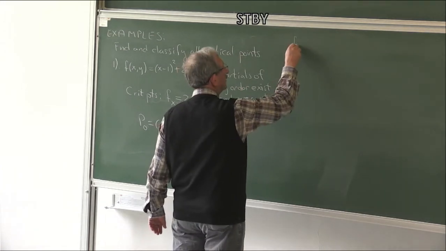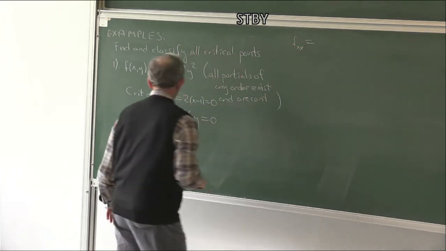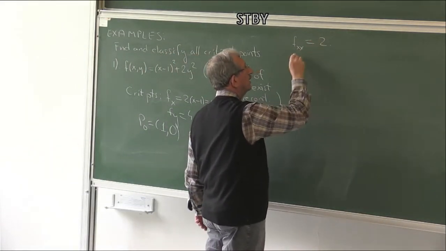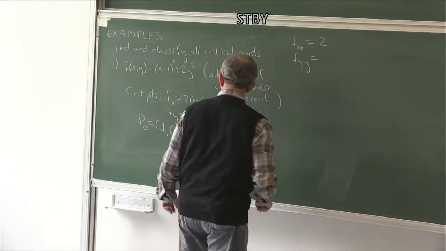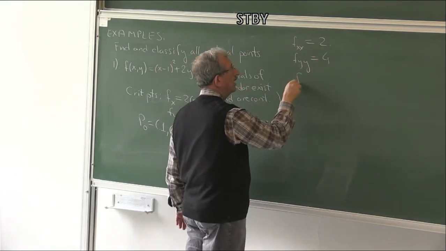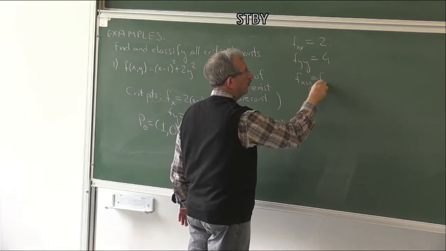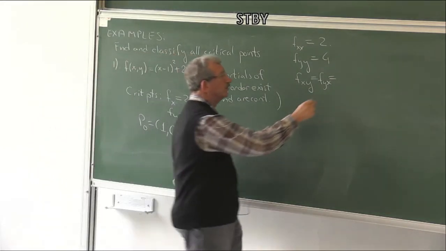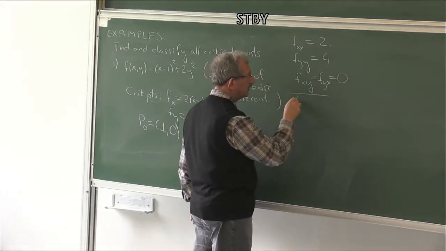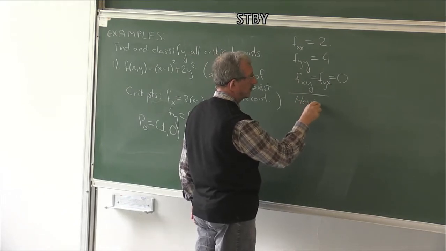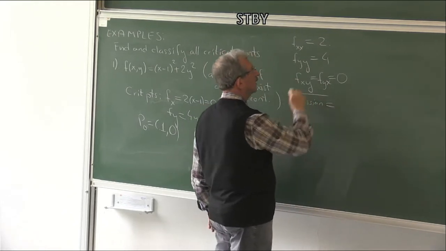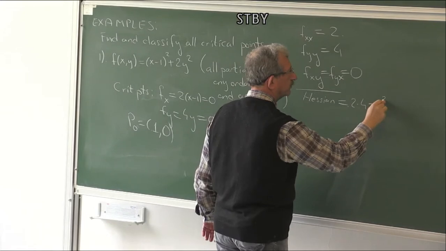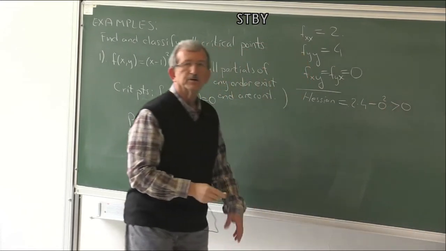So we calculate fxx here. Well, f sub x was this, so fxx would be 2. fyy, okay, this was 4y, so this would be 4. fxy, or fyx, that is, okay, take the derivative with respect to y, this would be 0. So the Hessian would be fxx fyy minus 0 squared. The important thing is it is positive.